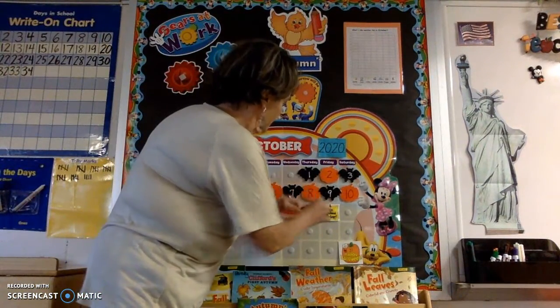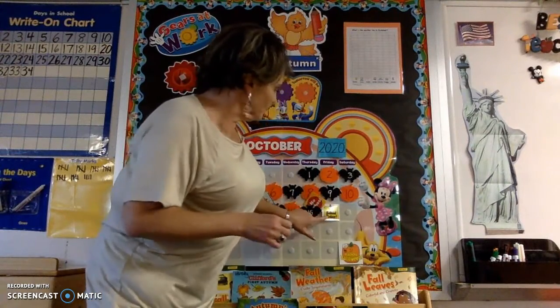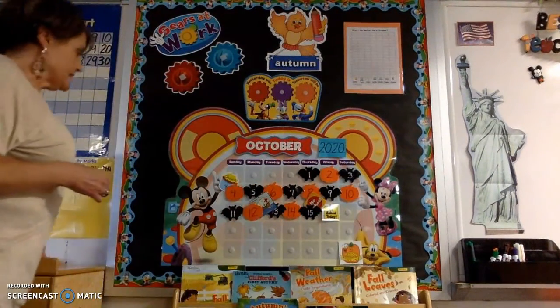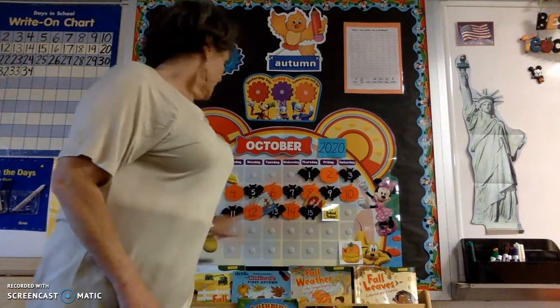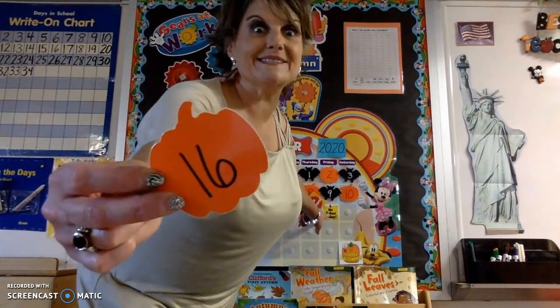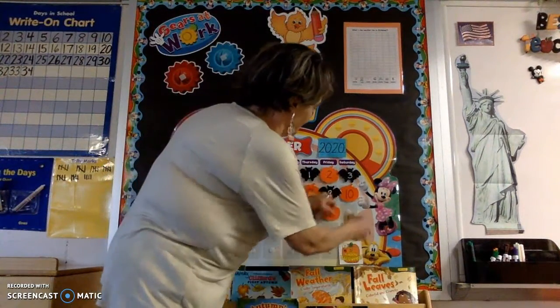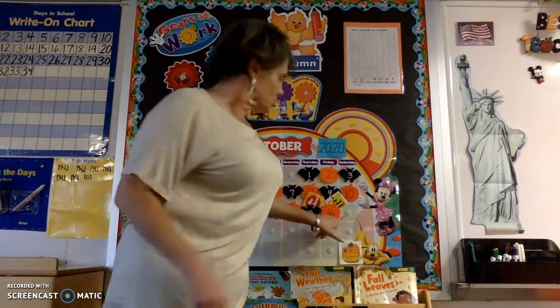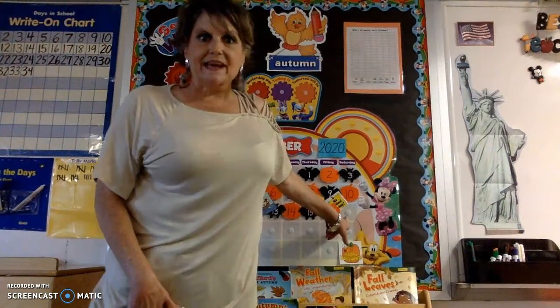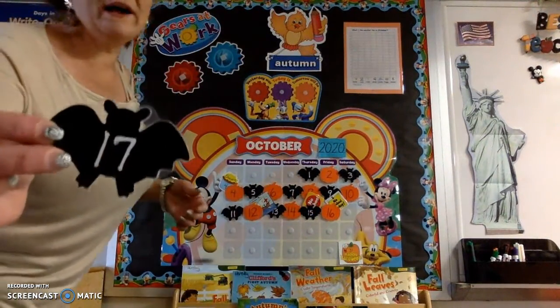We did not have school that day, did we? Okay, and we did not have school after 15. 10, 11, 12, 13, 14, 15, 16. No school on the 16th either. And what comes after 16? 17. A 1 and a 7.